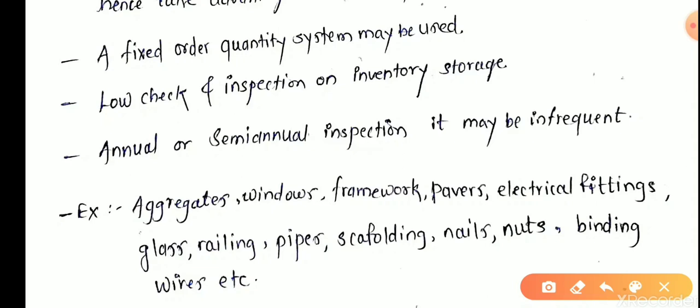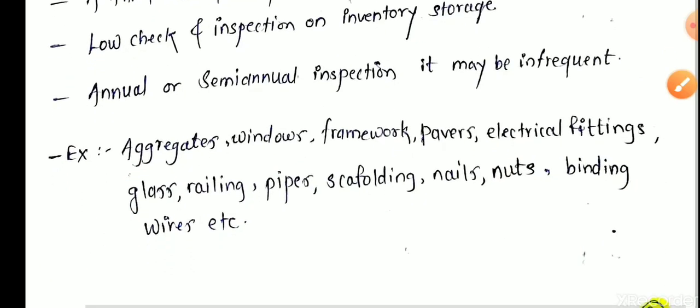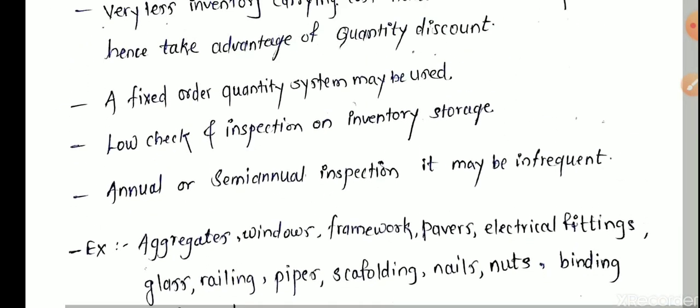Now taking examples of C type of items as per our civil engineering aspects: aggregates, windows, frameworks, pavers, electrical fittings, glass, railings, pipes, scaffolding, nails, nuts, binding wires, etc. This is the list of C type of items. We are going to spend much less amount as compared to A and B type of items. This is the basic introduction about ABC items.